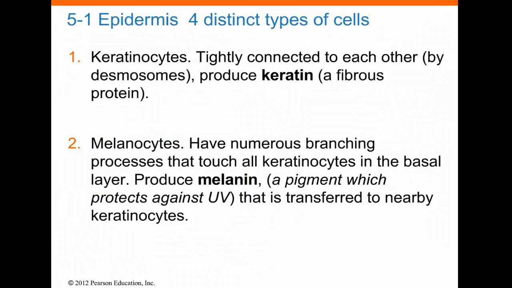There are 4 distinct types of cells when we look at the epidermis. The first one is the keratinocytes, which are tightly connected to each other by the desmosomes, and they produce keratin, a fibrous protein. Then you've got the melanocytes, and they have numerous branching processes, and they touch all of the keratinocytes in the basal layer, and they produce melanin, which is the pigment which protects us against ultraviolet radiation, and that is transferred by nearby keratinocytes.